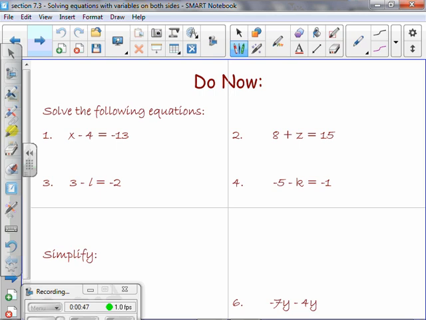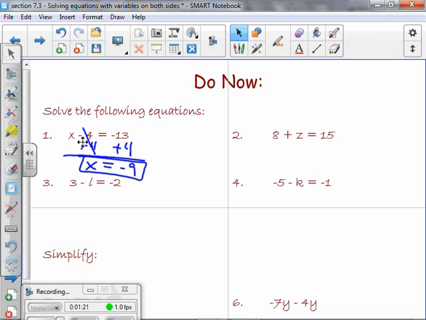All right, so for number one, we have to get the variable by itself, which means we undo the operations that have been done to the variable. Right now we have x take away 4. We undo the minus 4 by adding 4. And what I do to one side, I must do to the other side. 4 plus 4 equals 0, so I can just cross that out. I get x equals negative 13 plus 4 if you use a number line, or if you just know it by this point, you get negative 9. And we're done.